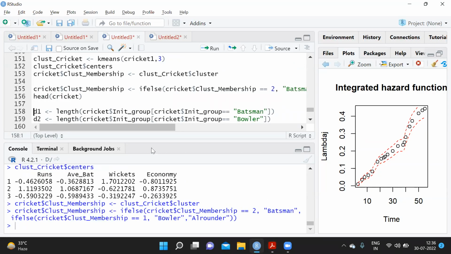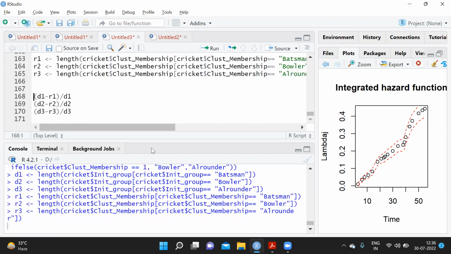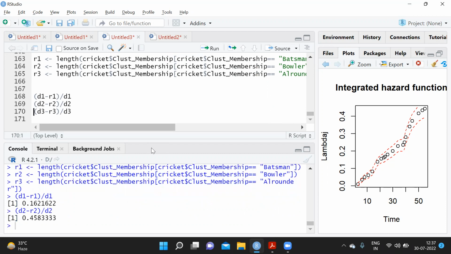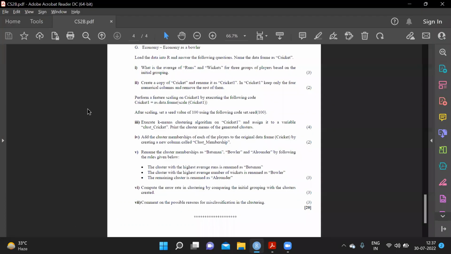So we'll take the count of the initial groupings and the count of the new groupings, and then we find the error rate, which is D1 minus R1 by D1. So that is a 16% error rate, D2 minus R2 by D2 is a 45% error rate, and D3 minus R3 by D3 is 107% error rate in negative. And they ask us to comment on the possible reasons for the classification.